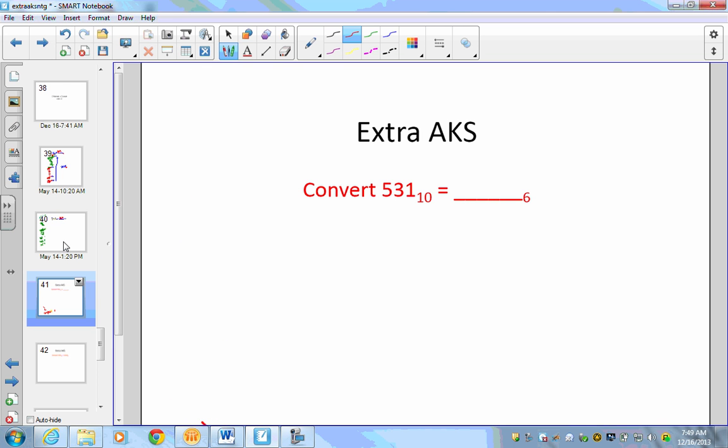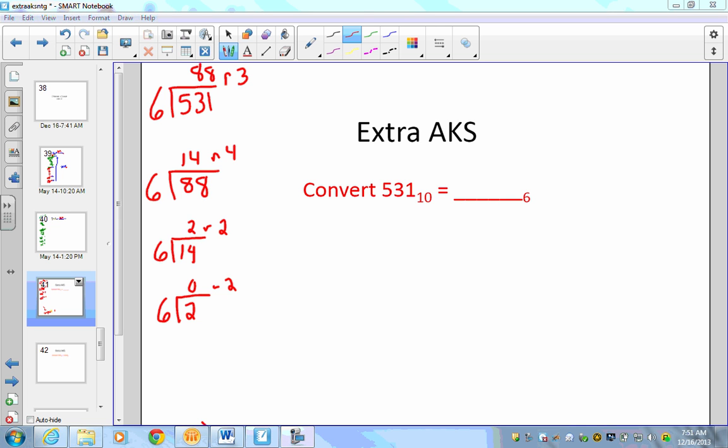All right. 531 base 10 converted to base 6. What I'm going to do is I'm going to pause the video and go ahead and solve it. So let me encourage you to pause the video as well, and you can solve it and then check your work. So go ahead and pause the video right now. Okay, so I divided everything out, and those are all my remainders. So my answer is going to be 2,243.